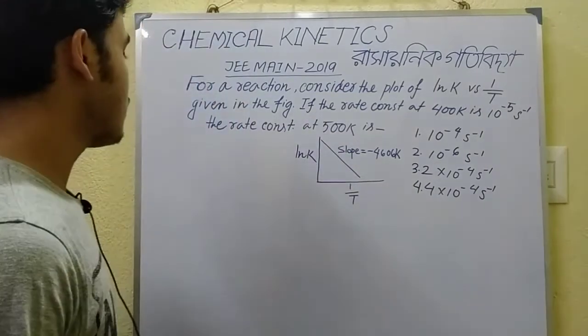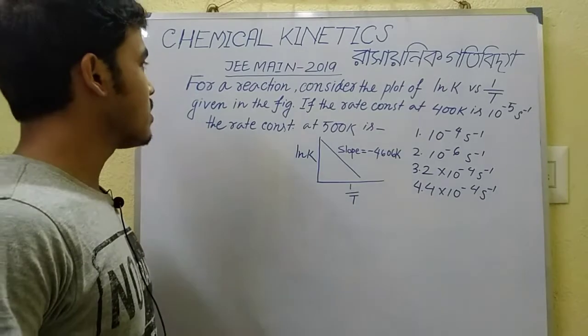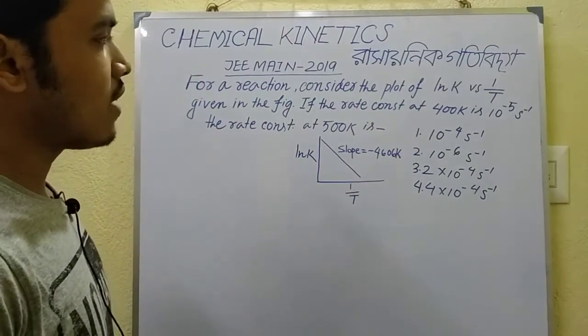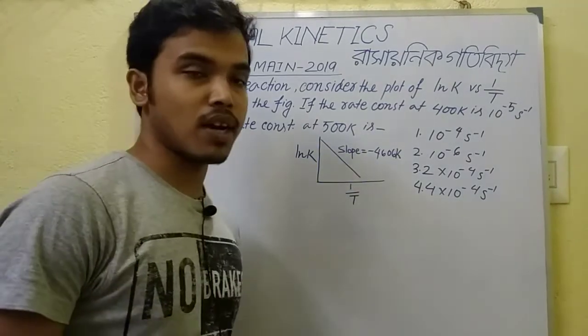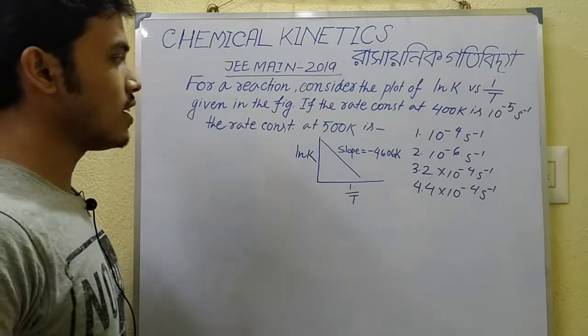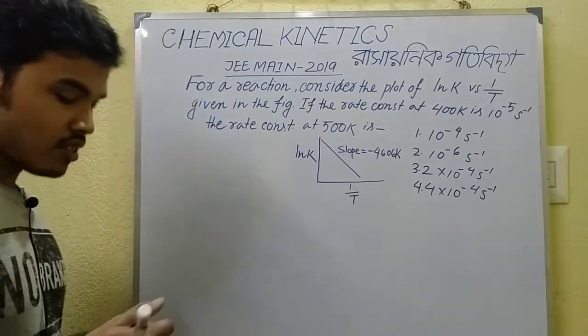The question is: for a reaction, consider the plot of ln K versus 1 by T given in the figure. If the rate constant at 400 Kelvin is 10 to the power minus 5 second inverse, the rate constant at 500 Kelvin is, and the options are given here. So how can we solve it?